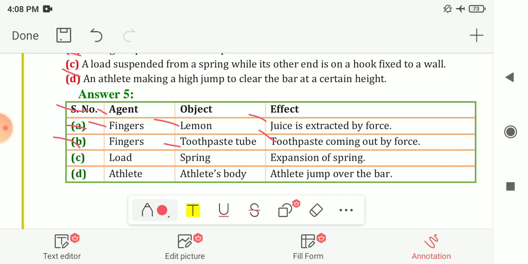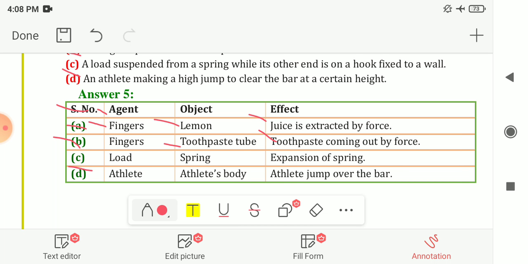Next condition is a load suspended from a spring, or you can say the load which is hung from the spring, while its other end is on the hook which is fixed into the wall. One end of the spring is fixed into the wall and on the other end we hang the load. So what are the changes and on which object are we applying the force?